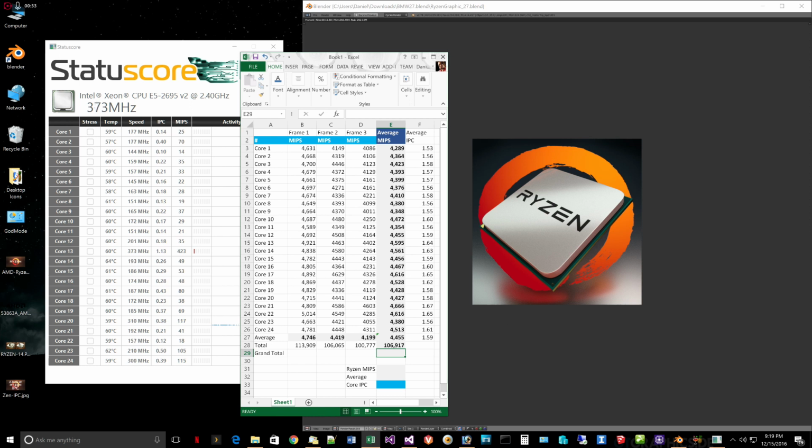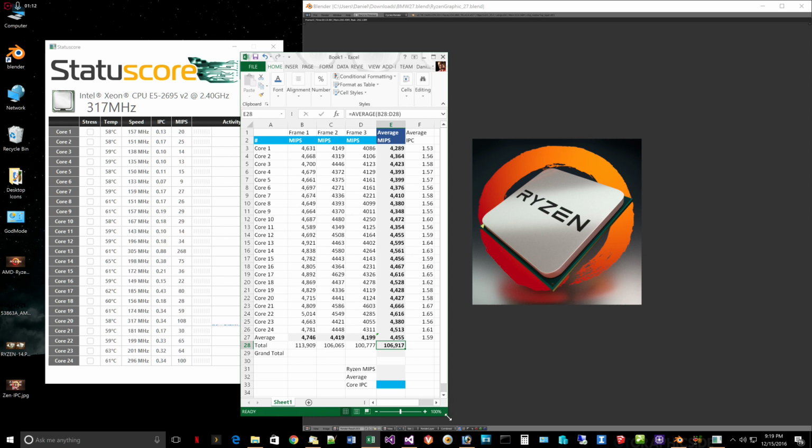So I took the MIPS from each one of those frames and I put it into this spreadsheet. You can see the MIPS from frame 1 are in column B, the MIPS for frame 2 are in column C, and the MIPS for frame 3 are in column D. And then I averaged it all into column E. So you go down here to row 27, column E, you can see that the average number of instructions per second is 4.4 billion. If you add up all 24 cores, then you come up with this number here, which is 106 billion instructions per second.